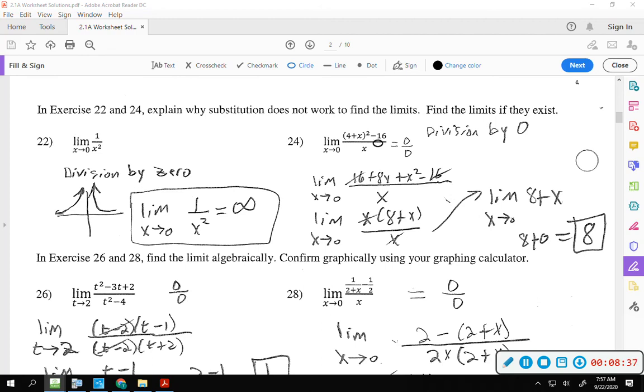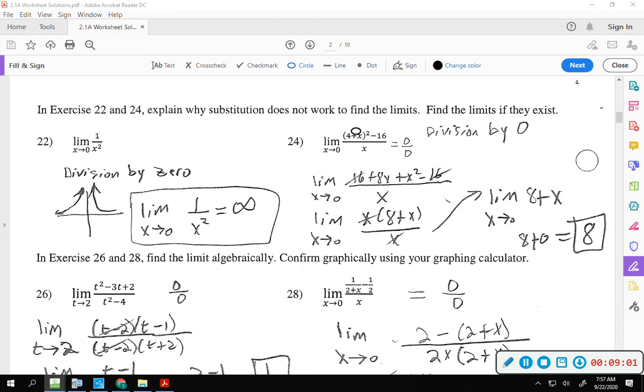24. Again, this is a division by 0. We get 0 over 0. But what I want you to recognize right away is 99% of the time that you get 0 over 0, the function does have a limit. 100% of the time, if it's a polynomial, this is a quadratic, over a polynomial, and you get 0 over 0, it will have a limit every single time.